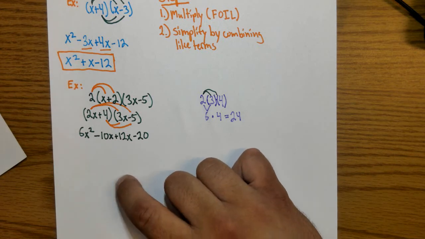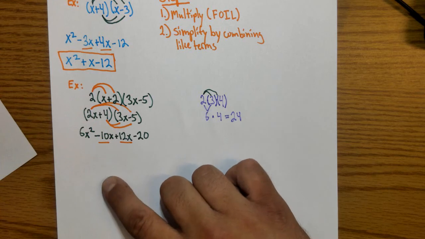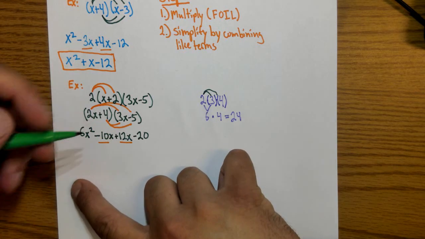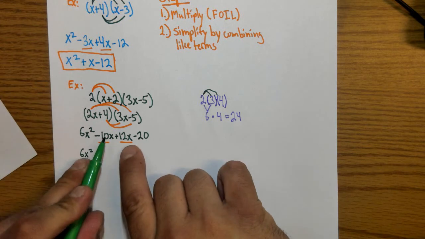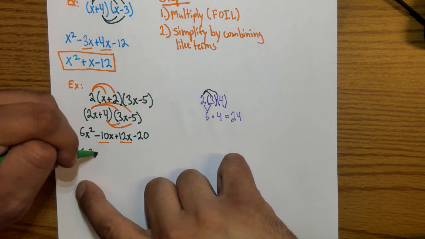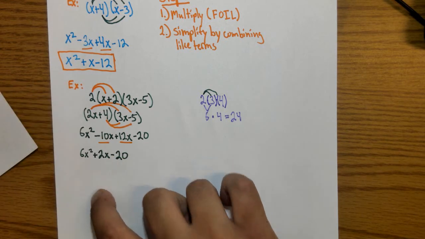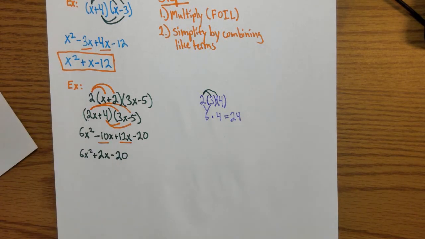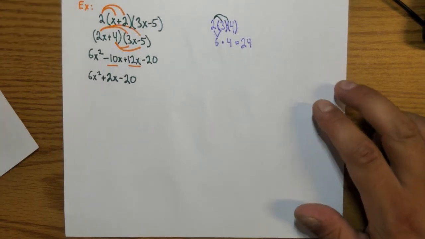And then finally, again, you see these middle 2 terms are like terms. They're both x terms. So we're going to combine like terms. And again, just by rewriting, 6x squared, negative 10 of something plus 12 of those somethings. We're going to have positive 2 of those somethings plus 2x minus 20. And that is our answer right there. Not too bad. Let's go on to one more that we'll do together.